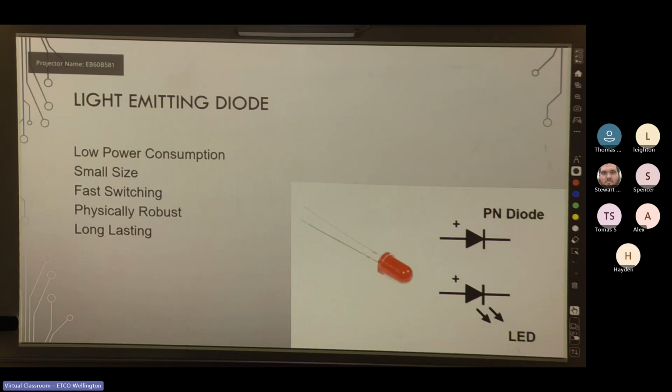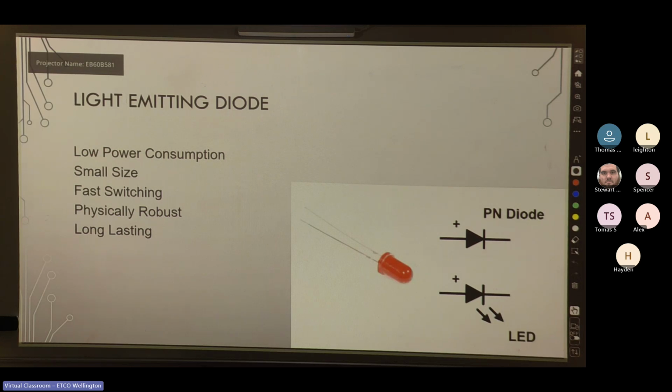Physically robust, the LED is encased in resin, protecting it from impact and moisture. It's long lasting with a well-designed driver circuit. An LED can last upwards of 50,000 hours. So the supply must be more than the bias voltage, and you must limit current with a resistor. So small size, fast switching, physically robust, long lasting. It's why we use them for lighting in most applications.